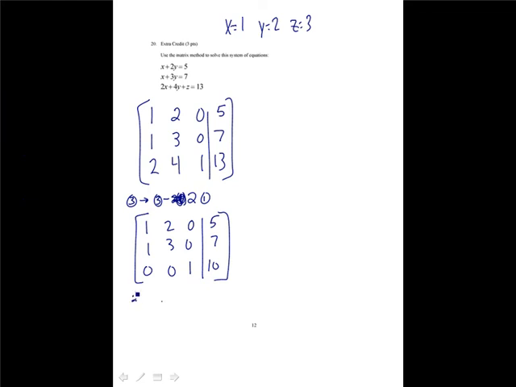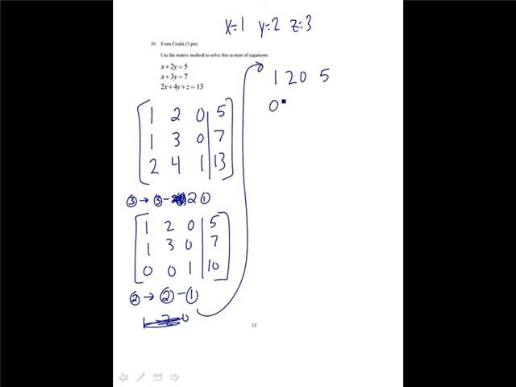Let's substitute row 2 with row 2 minus row 1. Let me write it up here. That gives me 1, 2, 0, 5. 1 minus 1 is 0. 3 minus 2 is 1. 0 minus 0 is 0. And 7 minus 5 is 2. And then we already had 0, 0, 1, 3.